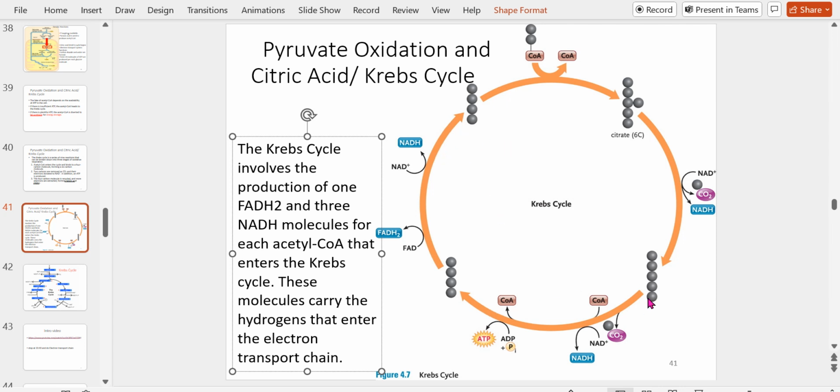Then in this whole process, you'll see the CO2 is removed twice, once here, once here. So now we've reduced that 6-carbon chain down to a 4-carbon, and that 4-carbon is ready to meet up with another 2-carbon acetyl-CoA the next time it goes round. And that's how the whole process goes. And all of these are saved for later, for the electron transport chain.